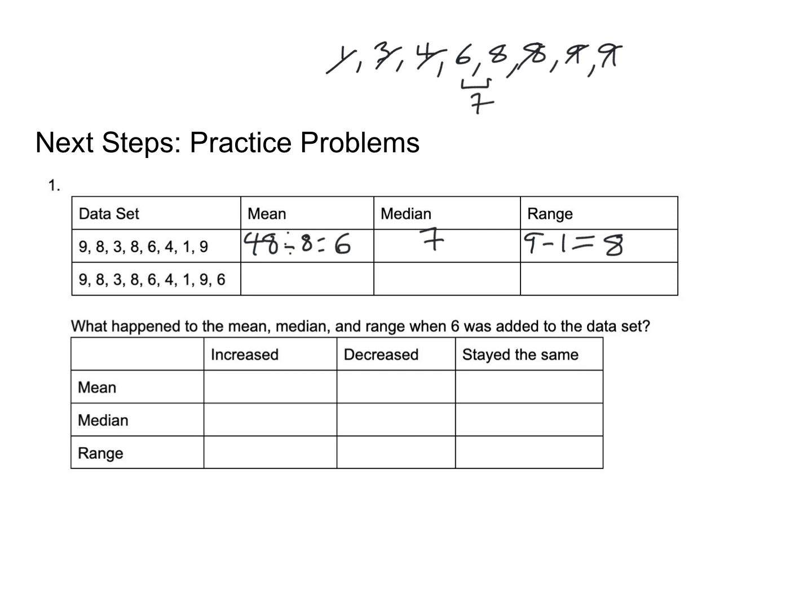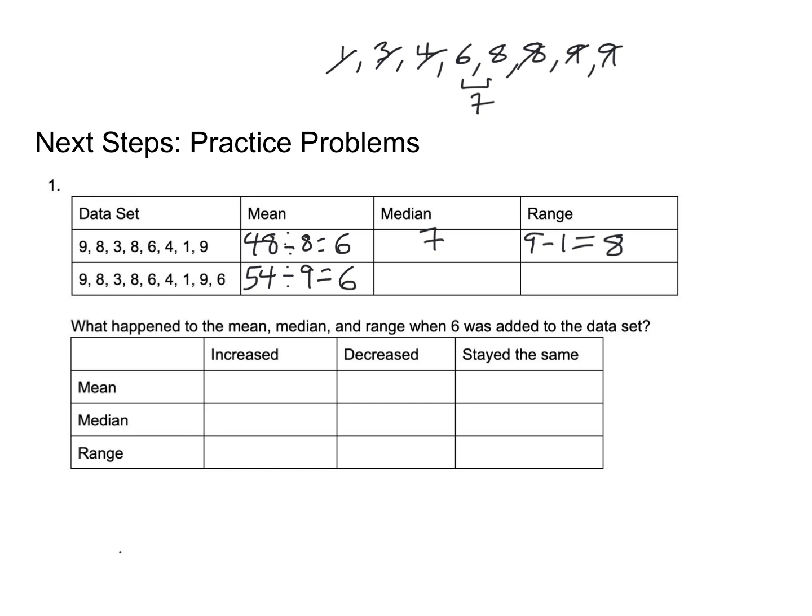Okay, so now we've added in another number. The new number is a 6. To calculate the mean, I'm going to do 48, because I know I added all those numbers before, but now I need to add 6. So 48 plus 6 equals 54, divided by how many numbers there are now. Now there are 9 numbers. Oh, interesting. So 54 divided by 9 equals 6. My mean did not change.